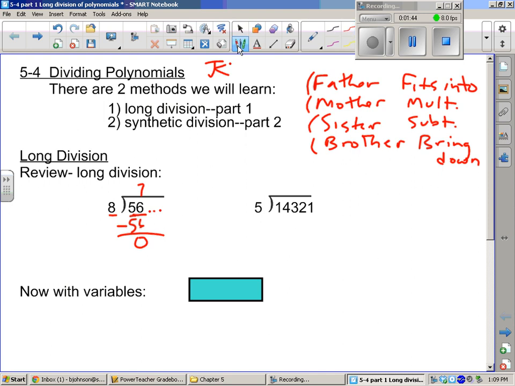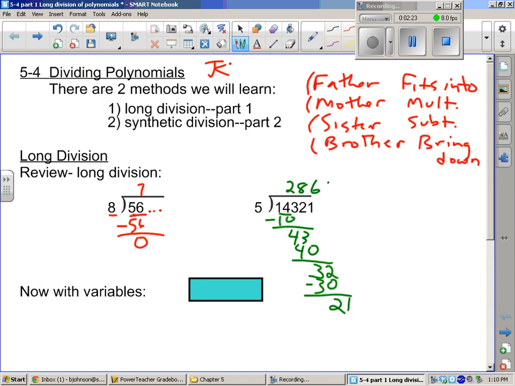Alright, let's try this next one. A little more numbers, a little more complication, but same process. So it doesn't fit into 1, we got to fit it into 14. 5 into 14 goes twice. 2 times 5 is 10. Then we have to subtract. That's our sister. So bring 4 down from the subtraction. Then we have to brother, bring down the 3. 5 into 43 goes 8. Multiply, I get 40. Subtract, I get 3. Bring down the 2. 5 into 32 goes 6. 6 times 5 is 30.